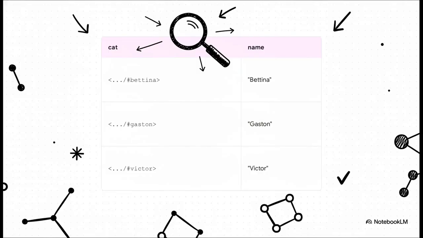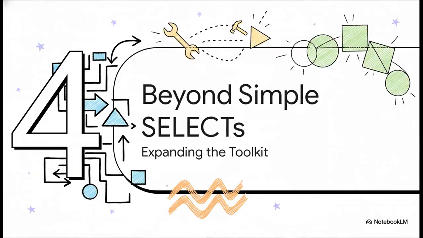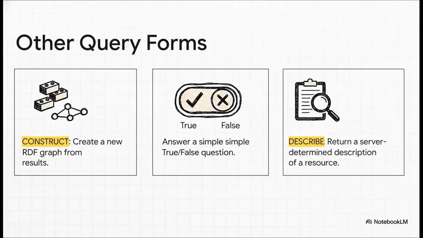The system scanned the data, it found our 3 cats that matched the pattern we described, and it returned their unique identifiers and their names, all in a nice, neat table. It did exactly what we asked it to. See? Not so scary. But just grabbing tables of data, that's really just scratching the surface. SPARQL has this whole toolkit of other query types that let you interact with your data in some really cool and sophisticated ways. So besides SELECT, you've got 3 other big ones.